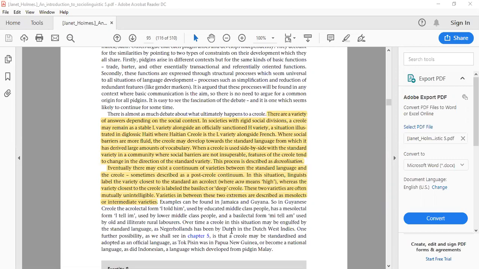And then if it is the mixture of both, if it is happening equally towards both ways, then we call it mesolect, or the intermediate variety. Clear now? Yes, ma'am. Okay, good.